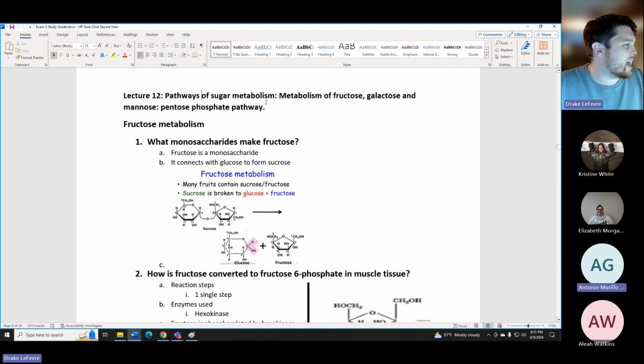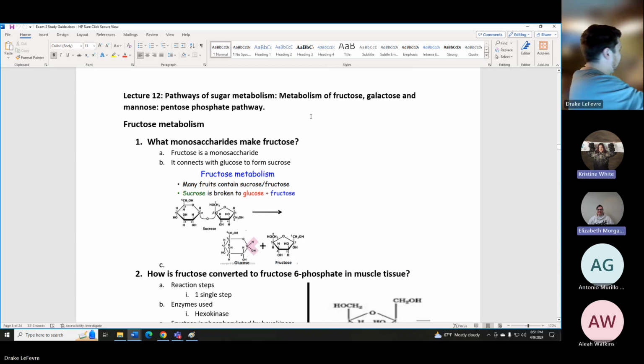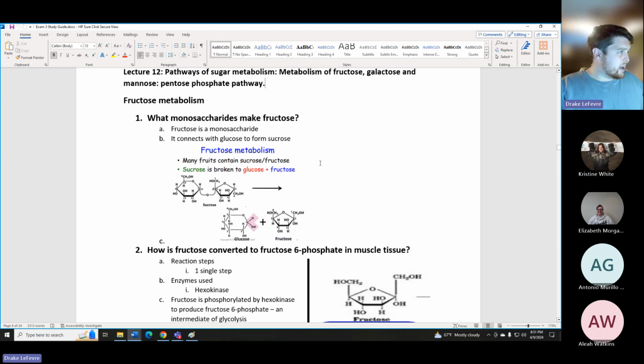Pathways of sugar metabolism. How do we feel about these pathways? We've gone over them a couple of times. I feel pretty good about them. We'll go through them pretty quick. If we have any questions, stop me and ask. Okay, so fructose is that monosaccharide. Lots of fruits contain sucrose and fructose.